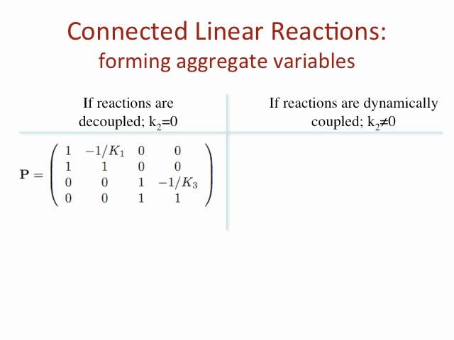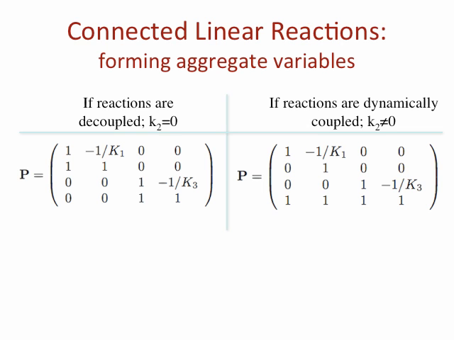Now, if K2 is 0, then I would have 2 independent subsystems in here, and I would pick a pooling matrix based on my study of the first example in this lecture. But if K2 is not 0, this becomes a little more complicated. I will no longer have a mass balance between x1 and x2 on one hand and x2 and x3 on the other hand. That will be broken.